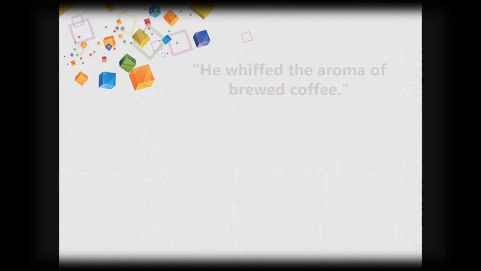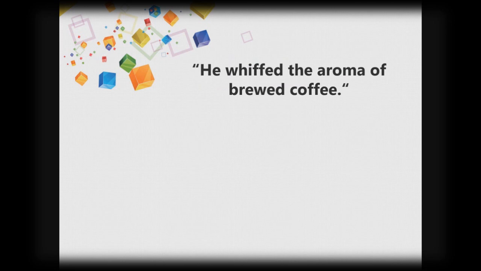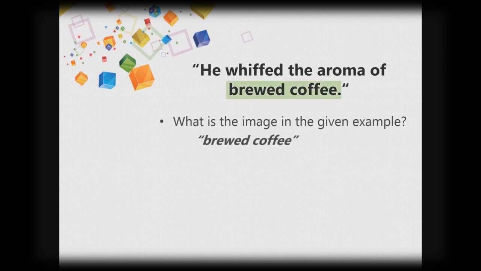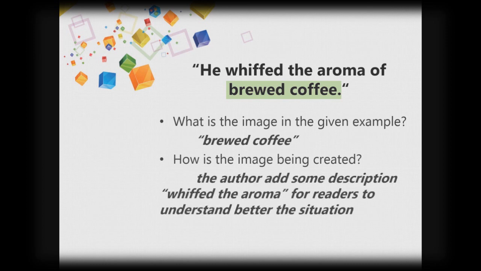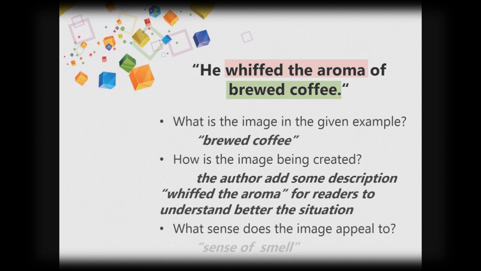Second sentence. He whiffed the aroma of brewed coffee. What is the image in the given example? Brewed coffee. You're correct. How is the image being created? The author adds some description with the aroma for readers to understand better the situation. What sense does the image appeal to? Sense of smell. Great job!